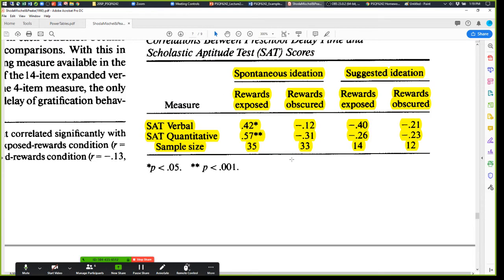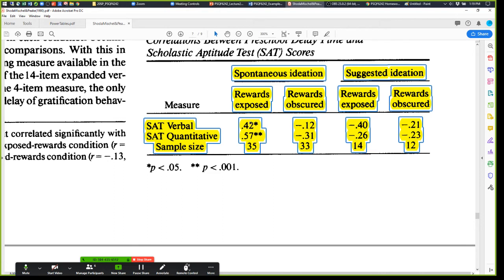So I think that their conclusion that this was the only condition where we saw a relationship, this 0.42, is somewhat suspect. They found a relationship of almost equal size in the opposite direction, but they didn't have the power to declare it significant.